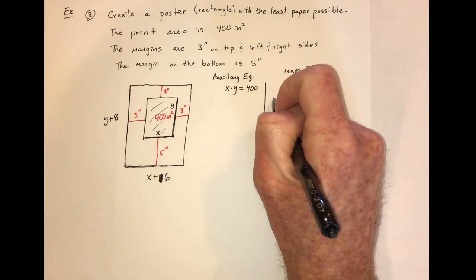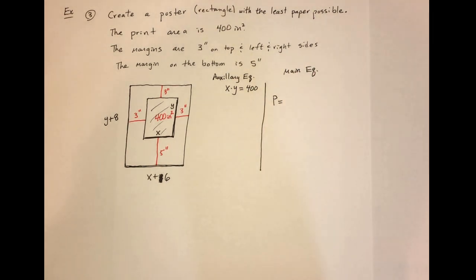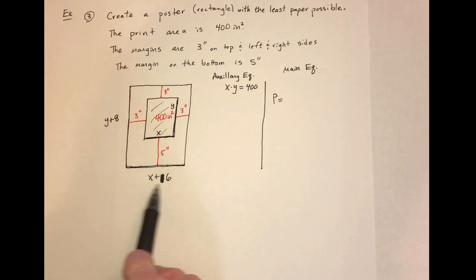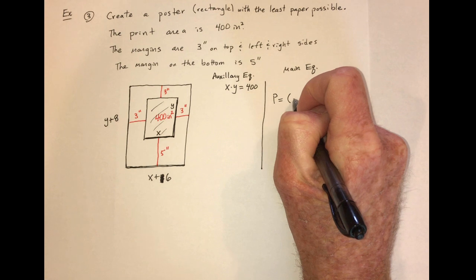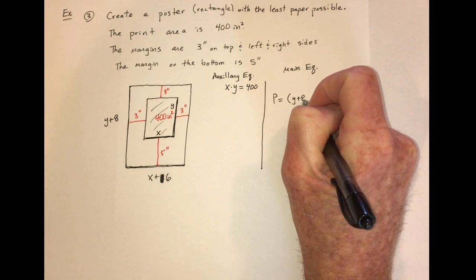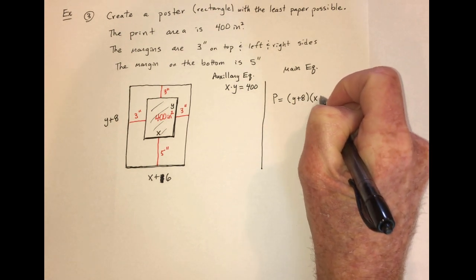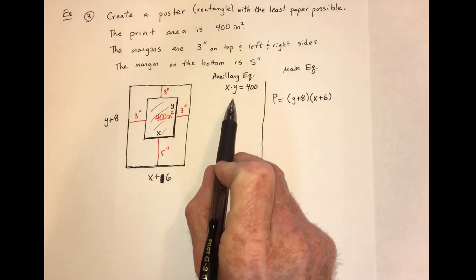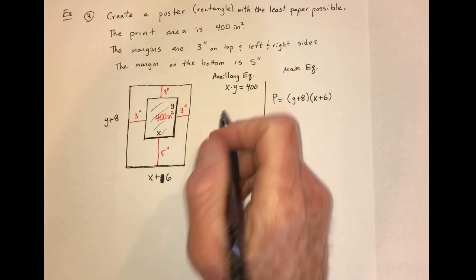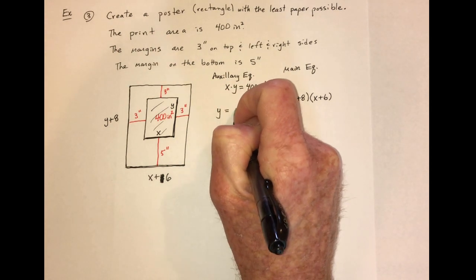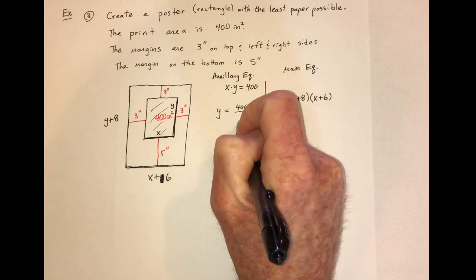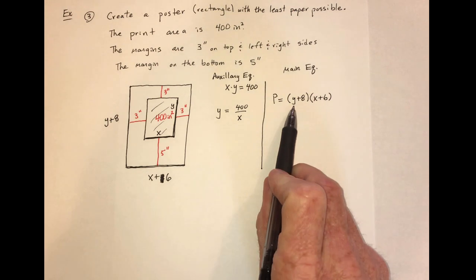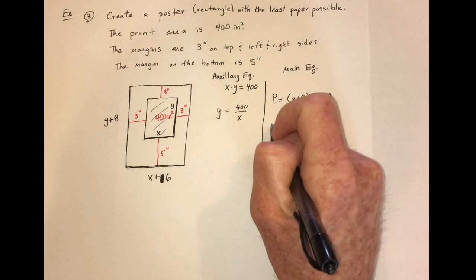So the main equation is how much paper? P for paper. Well, that's just going to be one side times the other side. So that is y plus 8 times x plus 6. Now we could use this equation and solve for y. Divide both sides by x, and y is equal to 400 over x. And then substitute that into the main equation.